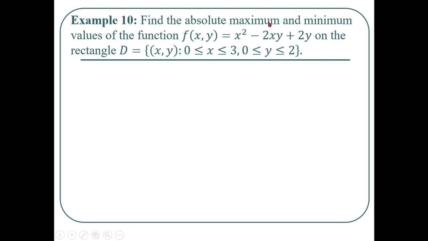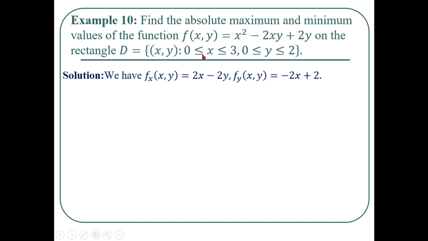Example: find the absolute maximum and minimum values of the function f of xy is equal to x square minus 2xy plus 2y on the rectangle D, which is the set of all (x, y) where 0 less than or equal to x less than or equal to 3 and 0 less than or equal to y less than or equal to 2. So D is the rectangle where the x coordinate lies between 0 and 3 and the y coordinate lies between 0 and 2.